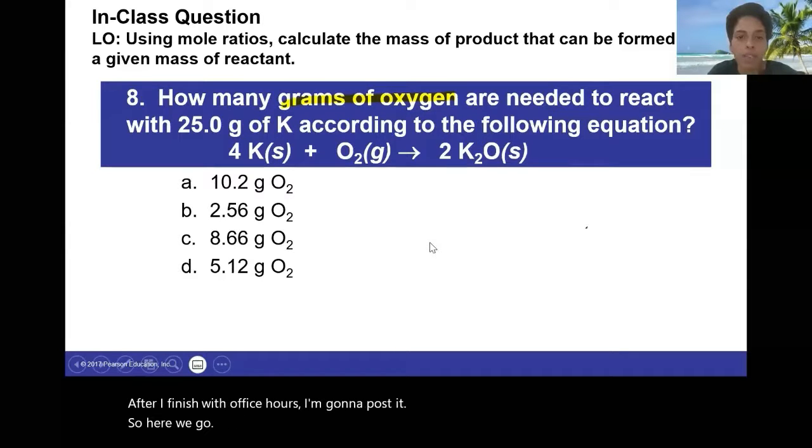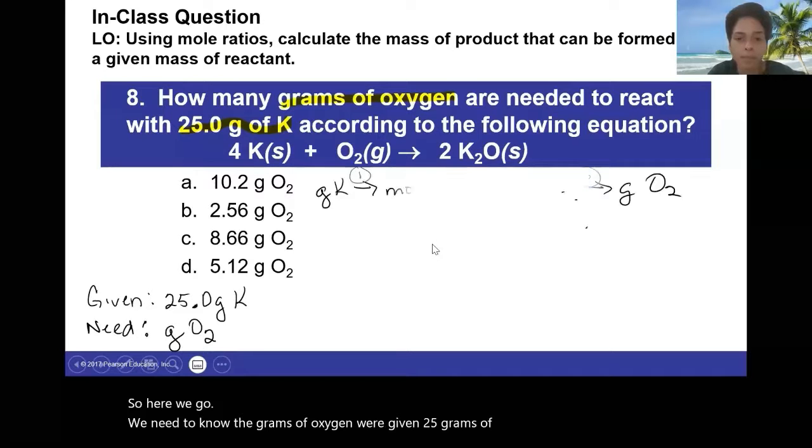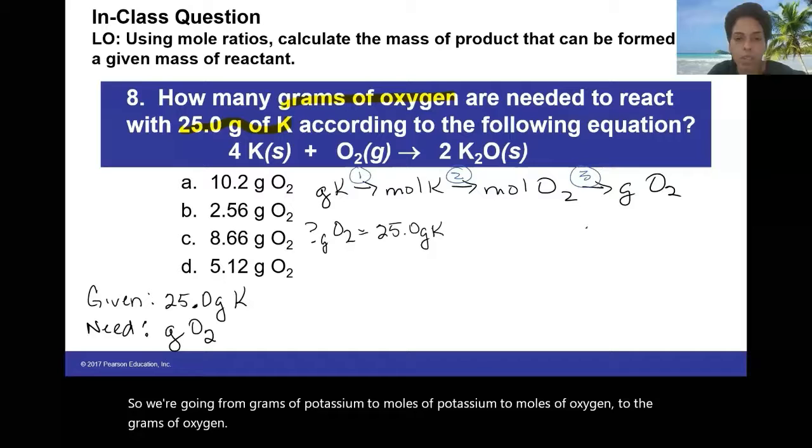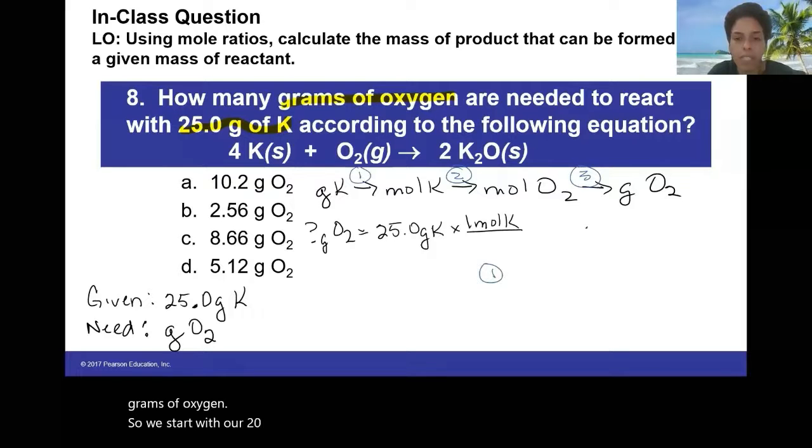We need to know the grams of oxygen. We're given 25 grams of potassium. So we're going from grams of potassium to moles of potassium to moles of oxygen to the grams of oxygen. So we start with our 25 grams times 1 mole over 39 grams of potassium.